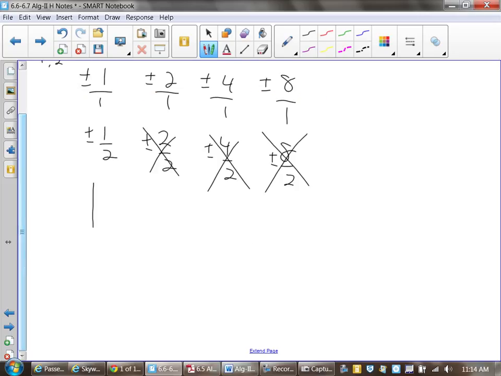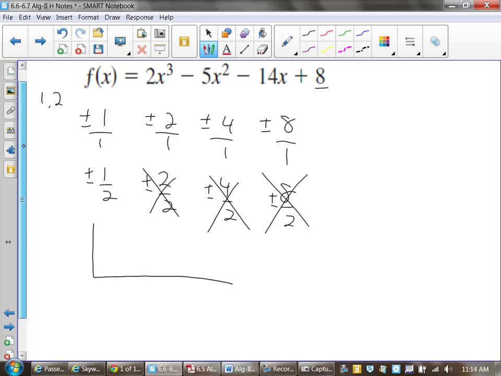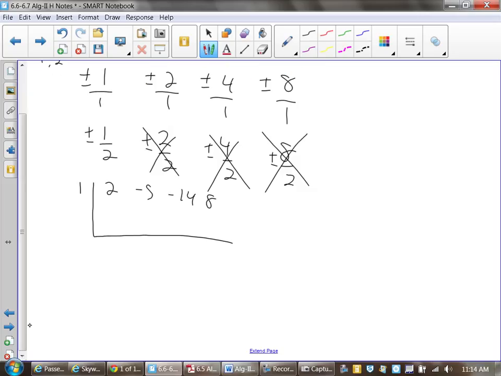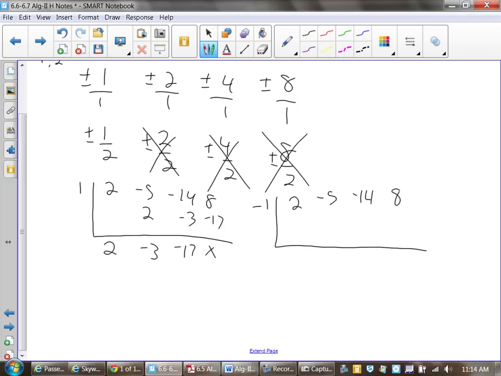So again, synthetic divide. Our coefficients were 2, -5, -14, and 8. We'll start with 1. Use it and go. 2, 2, -3. Nope. Why did you put an X? Because it didn't work. Oh, -1. You just fly on through. You guys would fly right through this too if you tried writing it down. Again, use your synthetic division, drop it down.